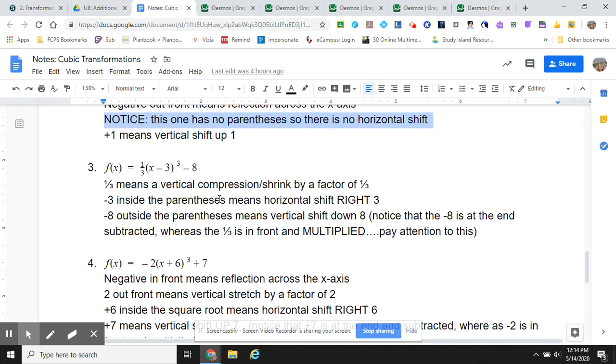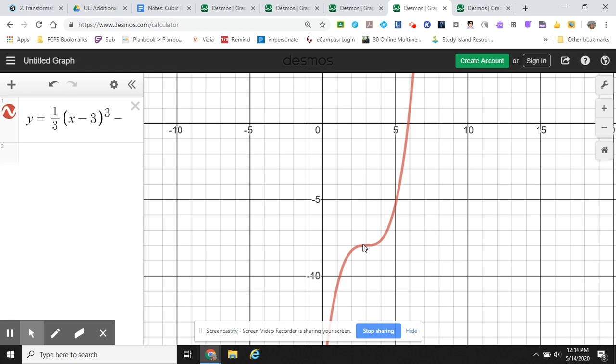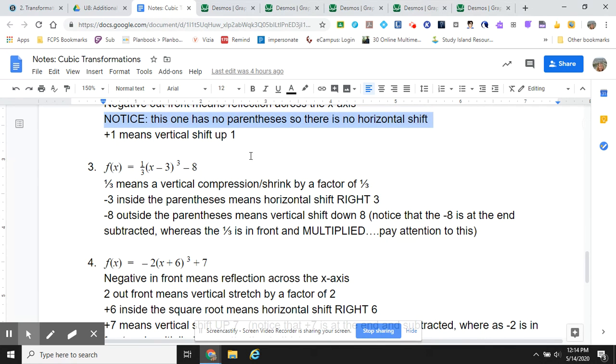For number 3 here, the 1/3, x minus 3 minus 8, the 1/3 is going to shrink it. Let's see what that looks like. 1/3, it makes it fatter. It's shrinking. It's pushing it from bottom to top. We're pushing down on it. And then the minus 3 moves it right 3, and the minus 8 moves it down 8.